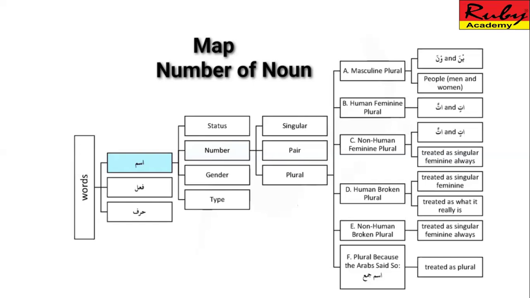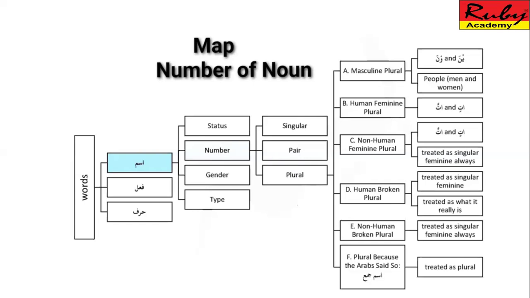Then human broken plurals are treated as singular feminine, but this is the condition for the verbal sentence, which we are going to learn in detail: when there is a verbal sentence and your subject is a human broken plural, it is treated as singular feminine. Like we can say zahabat at-tullabu. And they are treated as what they really are, which means there are no extra endings. There are only tanween endings, un, an, in. Like waladun, waladan, waladin, this is the singular, and awladun, awladan, and awladin.